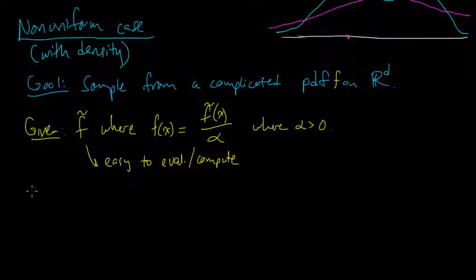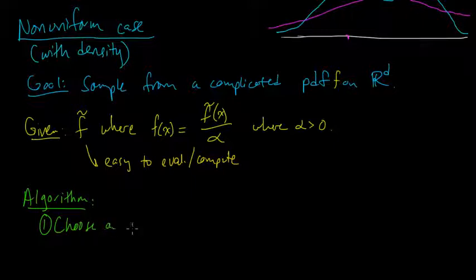Okay, so what is the rejection sampling algorithm? I'm going to give an algorithmic description of it here, and then we'll prove the more formal statement for why it works in a minute, in another video. So here's the algorithm. First, we need to choose what's called a proposal distribution, and let's call it Q. Q is going to be some PDF.